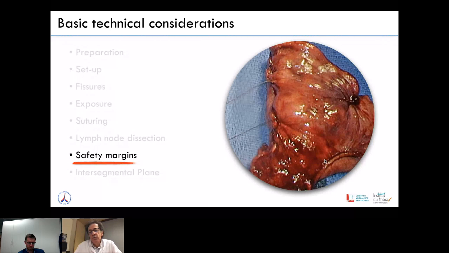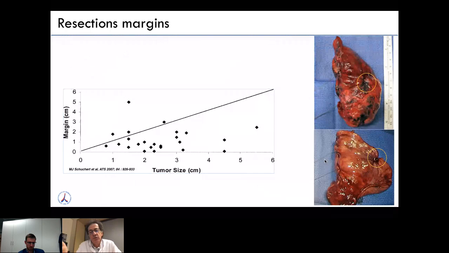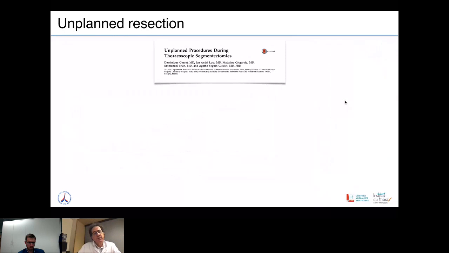So what we do is that, of course, we cannot ask the pathologist to examine all the staple line. So we just put 2 stitches on the part of the staple line we want to examine. Here are small tumors, and here are the 2 stitches on the staple line, and this will be examined by the pathologist. So again, coming back to this publication.